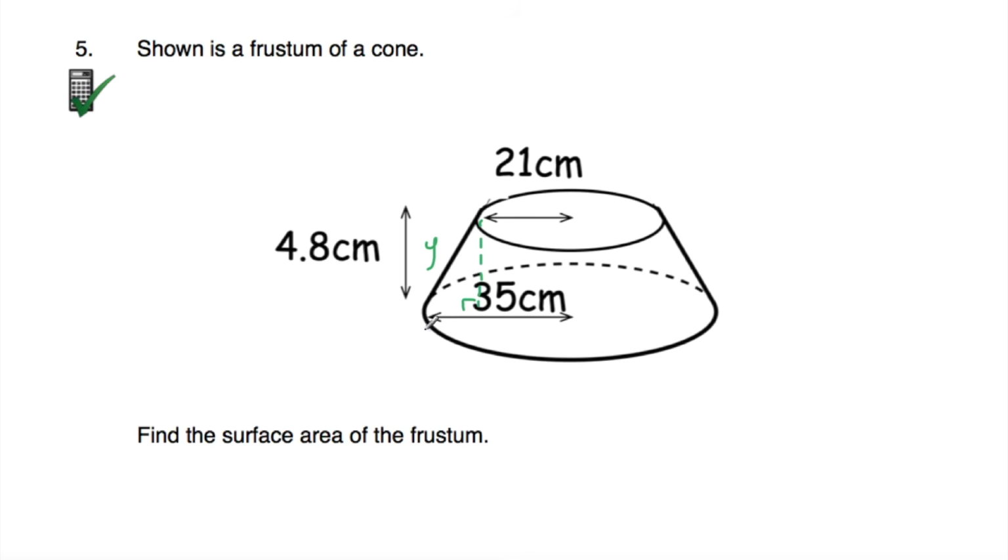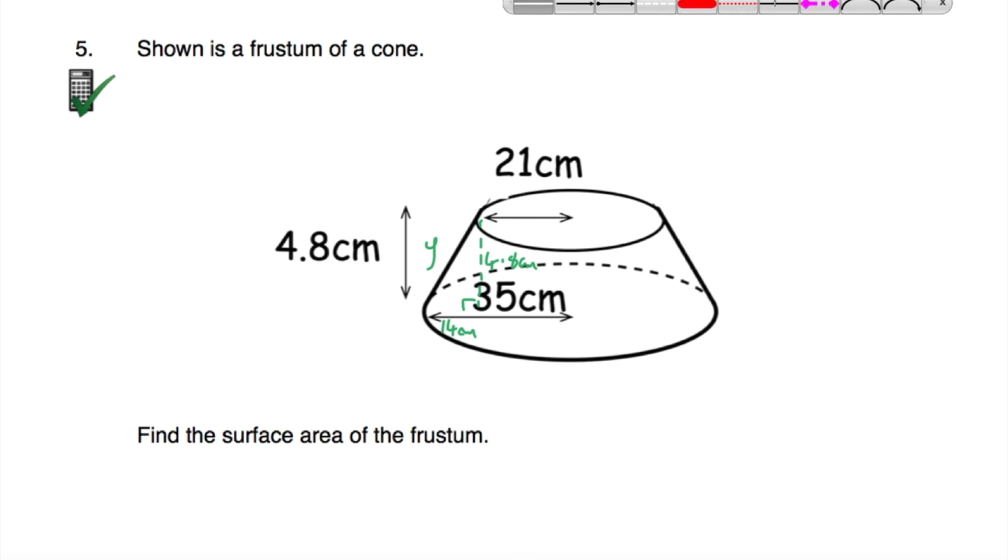In terms of this right angle triangle, if this is 21 centimeters and this is 35 centimeters, this part here must be 14 centimeters, because 21 plus 14 would be 35. So that means that's 14 centimeters. And we know the height of it is 4.8 centimeters. So we can use Pythagoras' theorem to work out what y is. So let's do a little sketch of that right angle triangle and work out y.